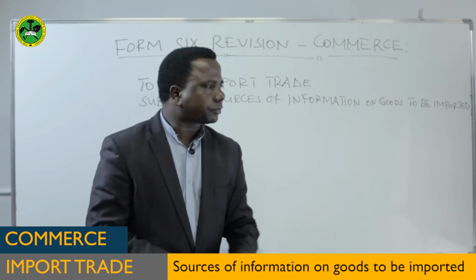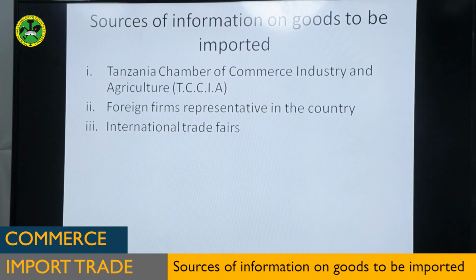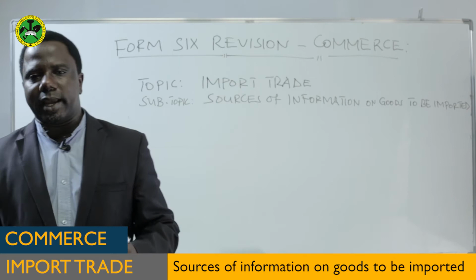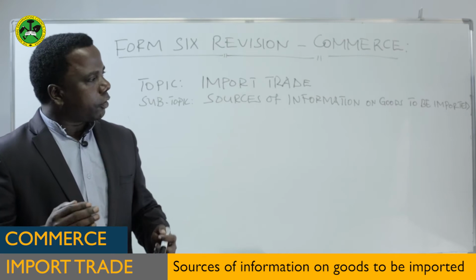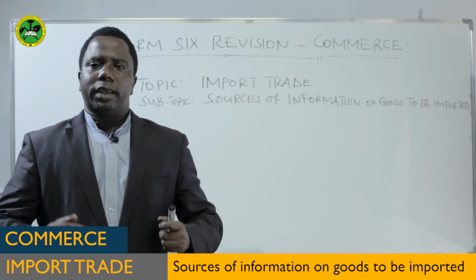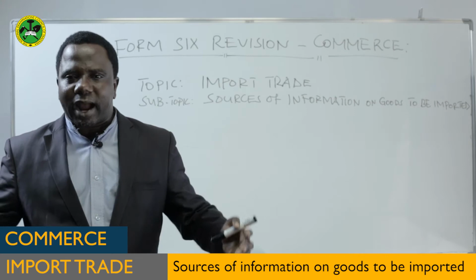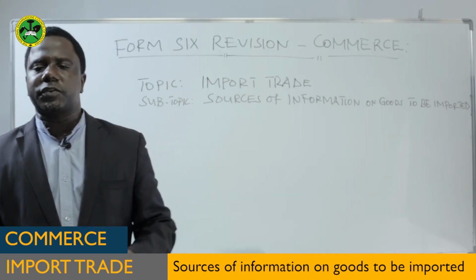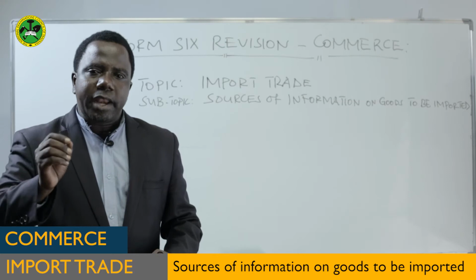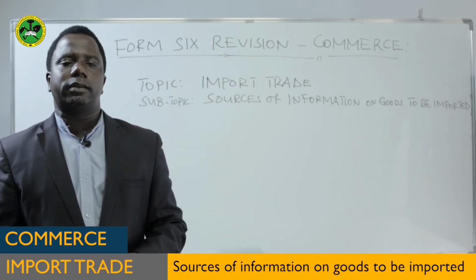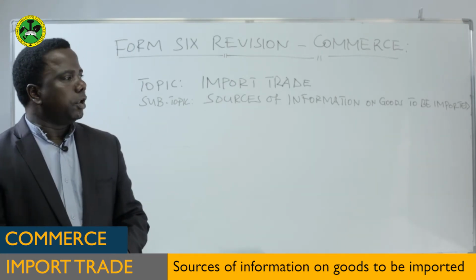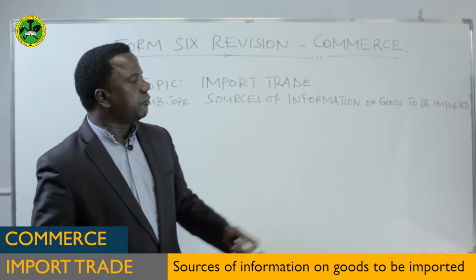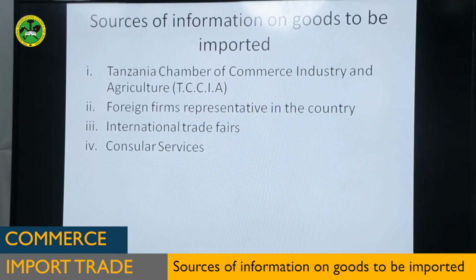Number three is international trade fairs. This is a place where importers can get different information. For example, during a trade fair, producers from different countries are there, and when you want information, you may meet these people and ask them for any information you need.